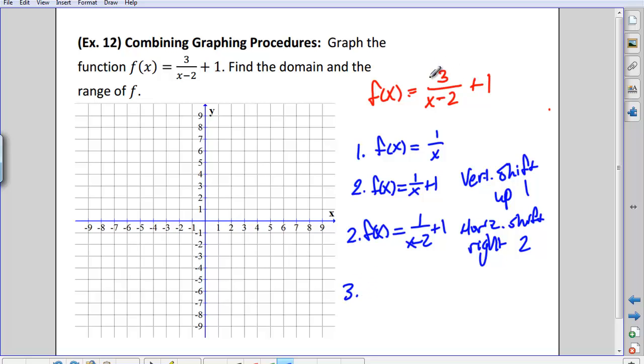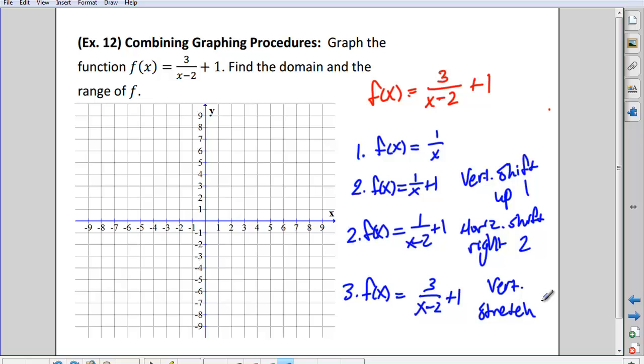And then the third thing we did, this 3 right here, we multiplied that function by 3. If you multiply a function by a value, isn't that either a stretch or compression vertically? In this case, since 3 is larger than 1, that's a vertical stretch. So we took our original graph, did a vertical shift up, a horizontal shift right, and a vertical stretch as well. And how do we translate that into the actual graph?